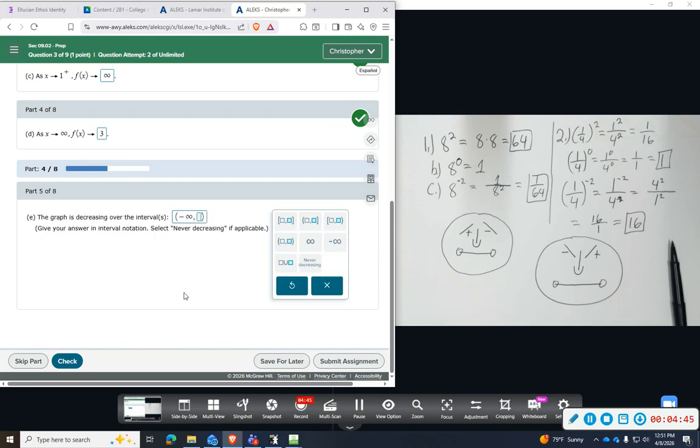So the graph is decreasing from negative infinity to 1. And I'm going to do a comma because I don't see a union symbol. Oh, there it is. Never mind. I see the union symbol right here. Then decreasing from the other side of 1 to positive infinity. So those are the two, like the whole domain is decreasing.